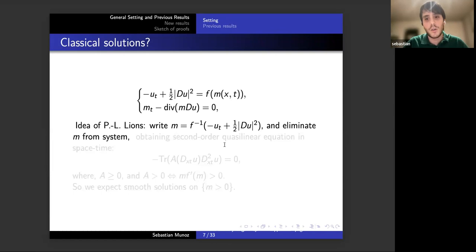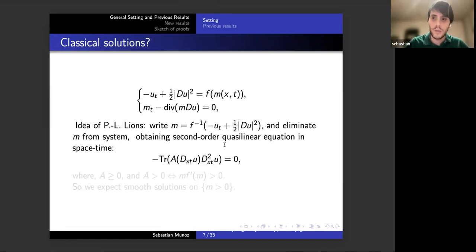But the punchline is that this equation is elliptic. So this is a second-order elliptic quasi-linear equation in the space-time variables. Notice that this system has a time dependence, so maybe we would expect to get a parabolic equation, but this is actually elliptic in the space-time variables. If we think of it as n plus one variables, it is elliptic. It has this form, and the matrix is degenerate elliptic, but it is strictly elliptic if and only if this quantity m f prime is positive. And this is where we see the monotonicity, or the penalized congestion effect, of the assumption that f prime is positive, because it tells us that the assumption that f prime is positive introduces regularity via this ellipticity effect.